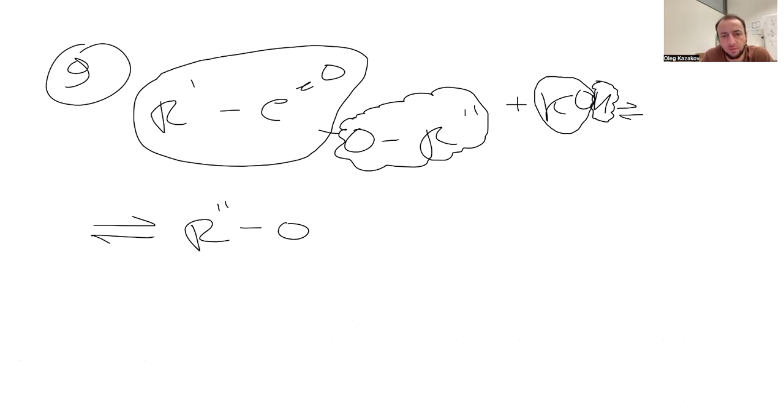Electron, electron. Then you make the bond. So that's your alcohol, done. So now moving on to the salt, right? R prime, C double bond O. That's a double bond right here.